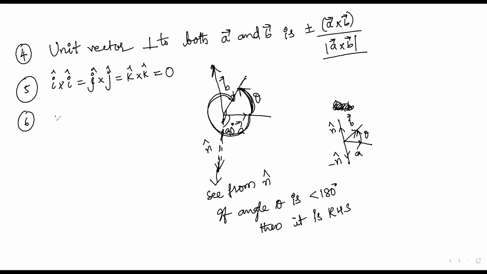And then I cross J, what is I cross J? Tell me. Mod J into sin how much?